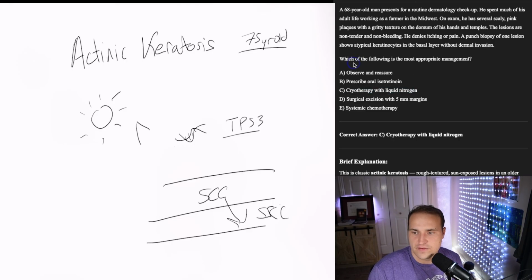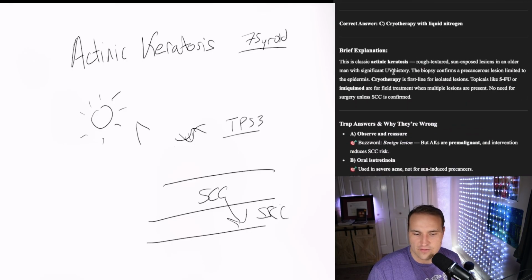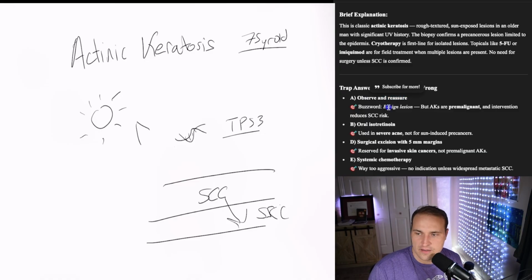Now, they can try to confuse you with a whole bunch of other stuff. Let's see why they're wrong. Observe and reassure. This is good for benign stuff, but this is pre-malignant. You don't want to reassure somebody about a pre-malignancy. Oral isotretinoin, that's for severe acne, so that's crazy. Surgical excision with 5 mm margins, that's for invasive skin cancers, not pre-malignant stuff. Systemic chemotherapy is way too aggressive.